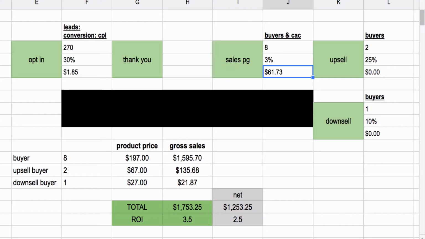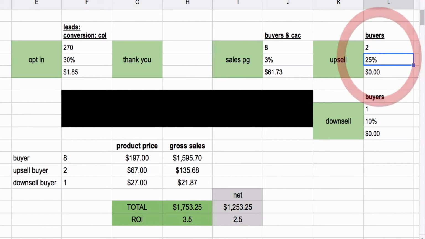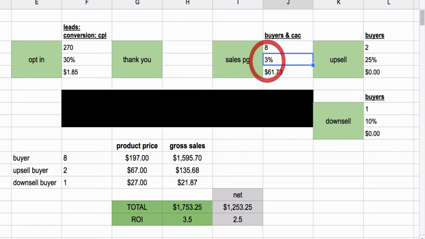And let's say out of these 8 people, 25% of them took the upsell. So you'd have 2 additional buyers there. Now again, there's no customer acquisition cost because you've already paid to acquire them here. And let's say out of the 8 people, 2% took the upsell. So that leaves 6. Let's say one of the remaining 6 took a downsell offer, and so that was a conversion of 10%. So again, these are arbitrary numbers at this point, but what they're showing you is that you can fix these things.